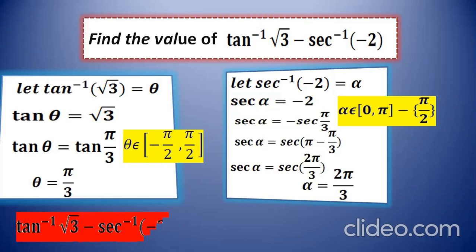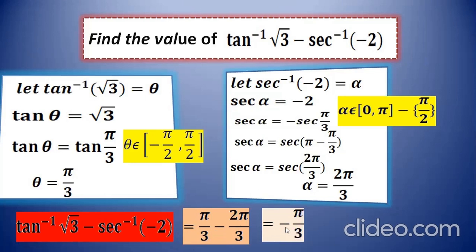Now we have to put these values in the given expression, tan inverse root 3 minus sec inverse minus 2. So we get pi by 3 minus 2 pi by 3. Simplify this value. After simplifying, we get this is equal to minus pi by 3. So this is the value of tan inverse root 3 minus sec inverse minus 2.